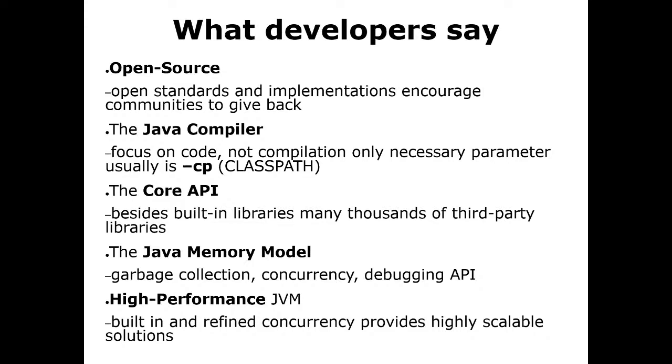Again, there's a core API for Java with so many libraries you can use from there. The Java memory model is built for garbage collection, concurrency, and debugging API. Compared to C++, the garbage is collected automatically, so you don't need to take care of it. Yes, there's high performance of the Java virtual machine, which depends on the hardware you are dealing with.